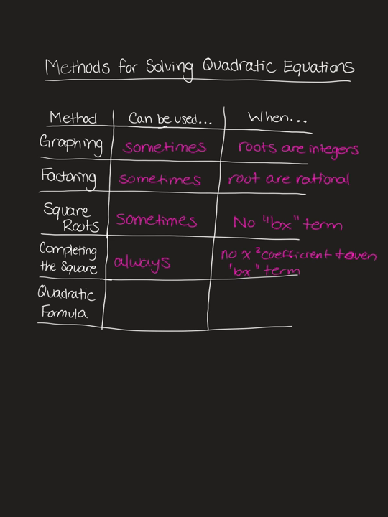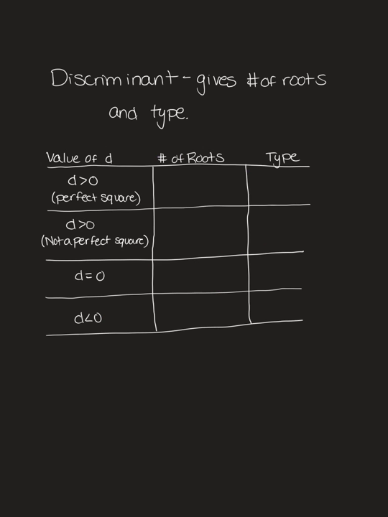And then the quadratic formula, we can use it always. You can use it whenever other methods are insufficient. So this works anytime. There's no stipulation for this. So let's talk about this discriminant.